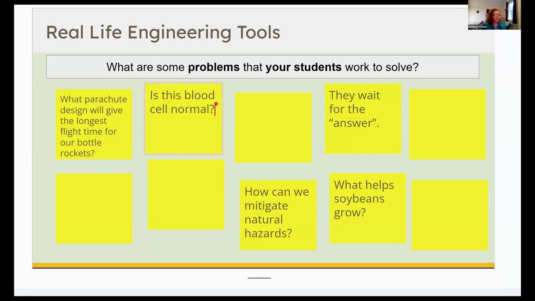One that was shared in the session was trying to mitigate school bus emissions and parent pickup idling in the parking lots. How could students develop a solution to that problem? Because that seems to be a problem everywhere, for most schools at least.